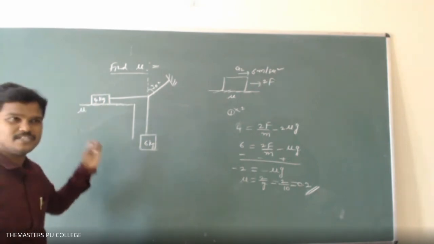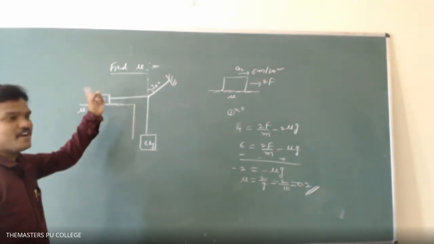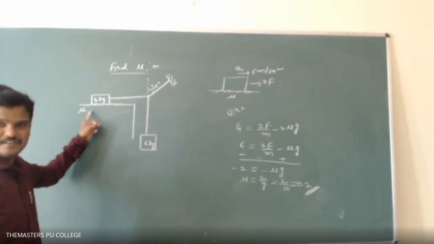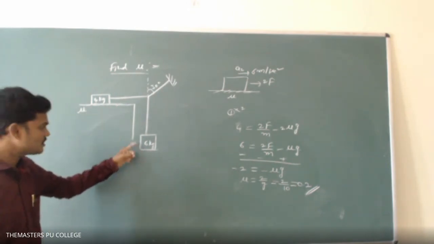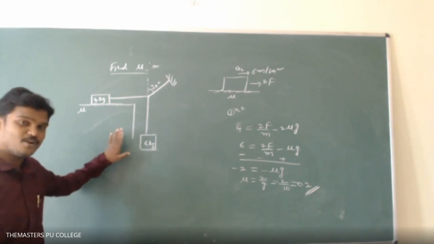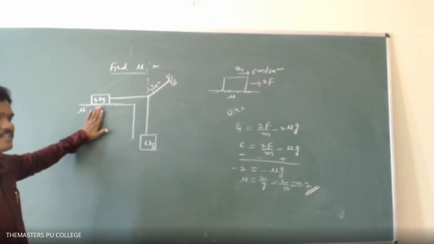Instead of writing all these words, just write it simply: find mu. Where is mu possible? Only here is mu possible. Here there is none, because this does not touch the surface. If it touches, mu would be possible here also. So right now let us find mu here.